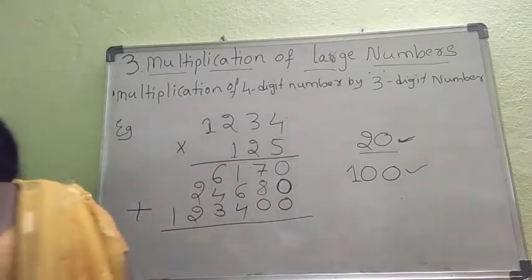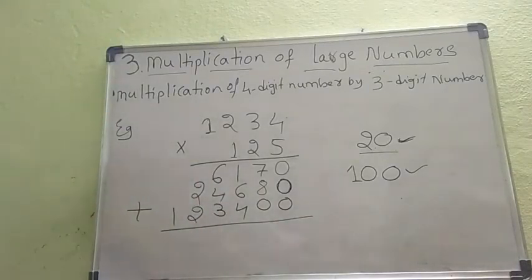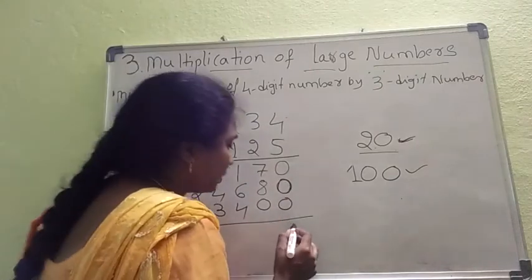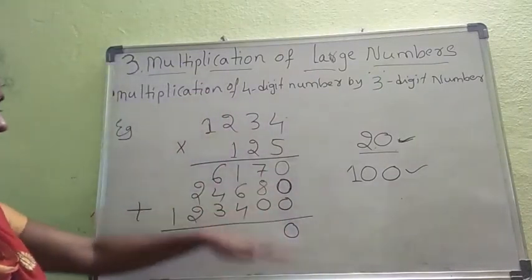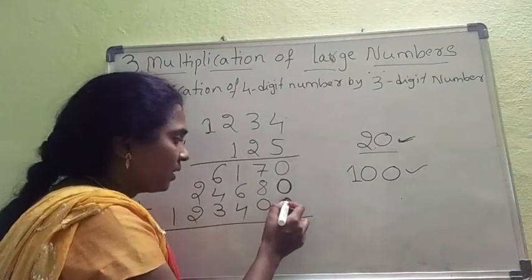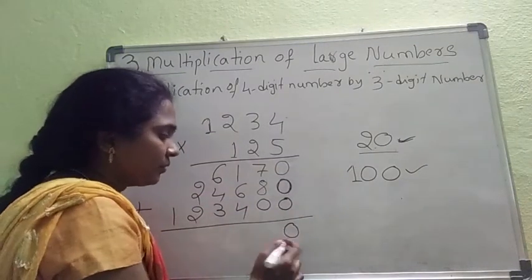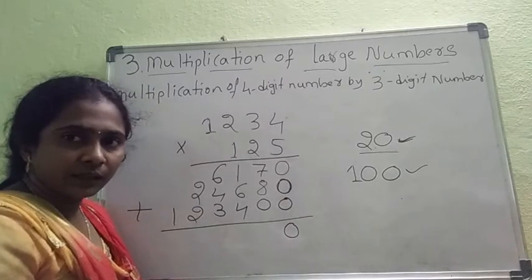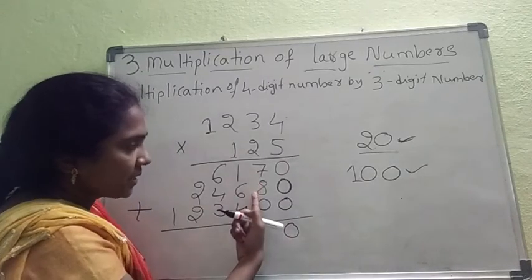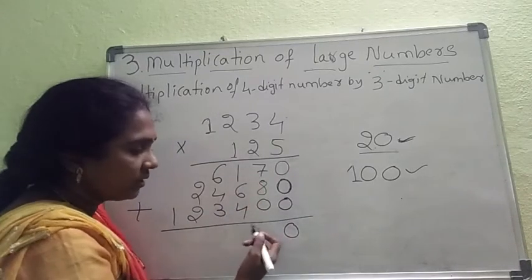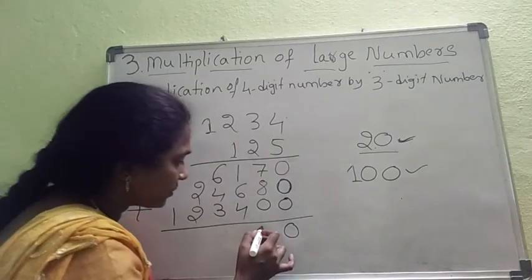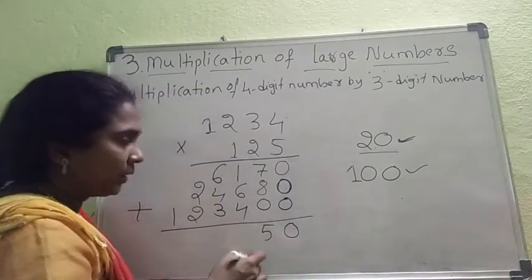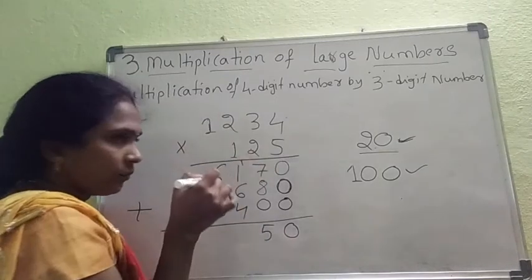Right? When you add 3 zeros, what is the value? 0 only, right? 0 plus 0, 0 only. If you add 0 two times, three times, four times, any number of times, the result is 0 only. Next, 7 plus 8, 15. Again, 15 is a 2-digit number. What should I write here? That is 5 only. 1 is a carry forward.